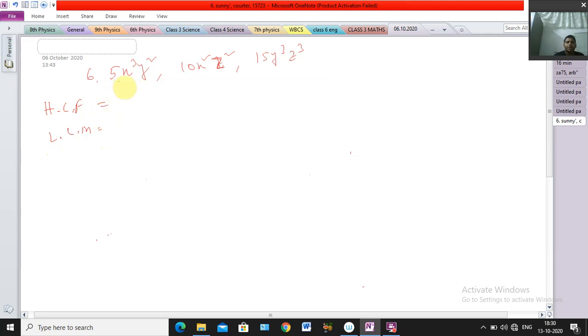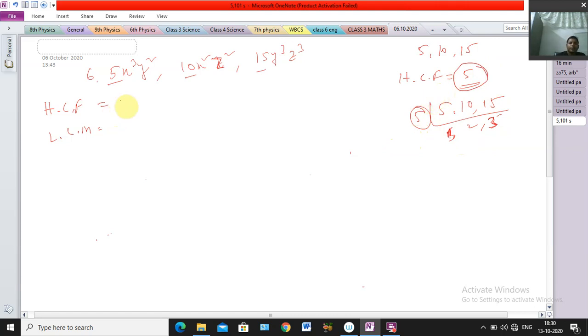So at first we have to find out the HCF of 5, 10 and 15. Clear? So HCF of 5, 10 and 15, what will come, sir? 5 only. You can find out that HCF also. Here 5 1 is 5, 5 2 is 10 and 5 3 is 15. So common, only 5 we are getting. So HCF will be 5.